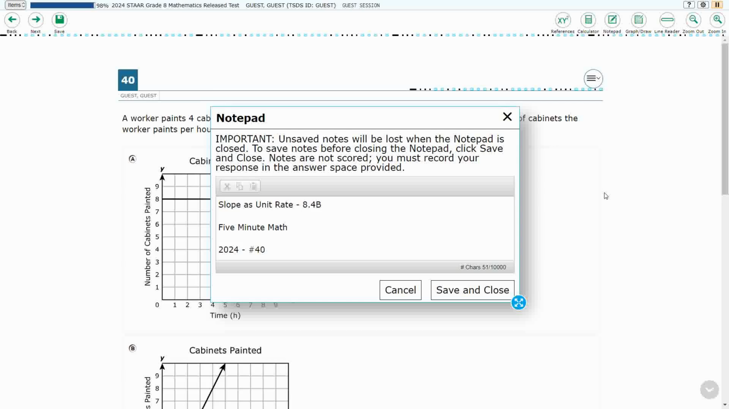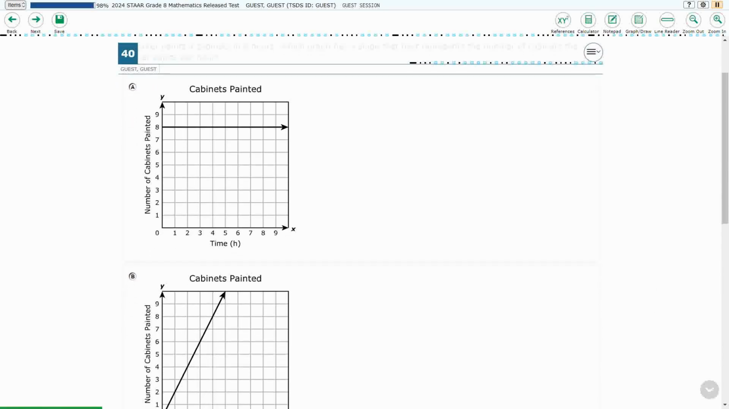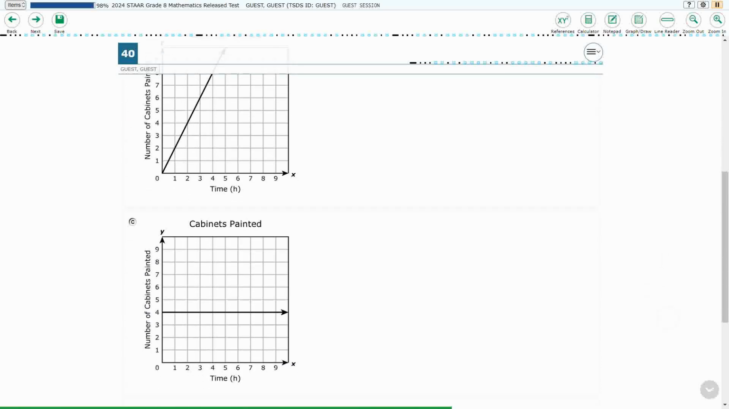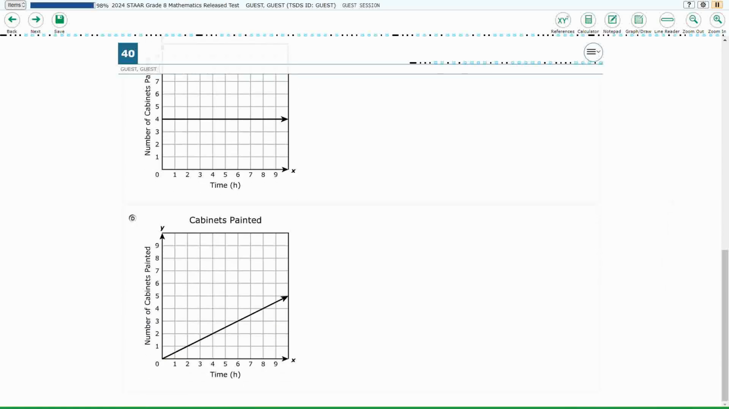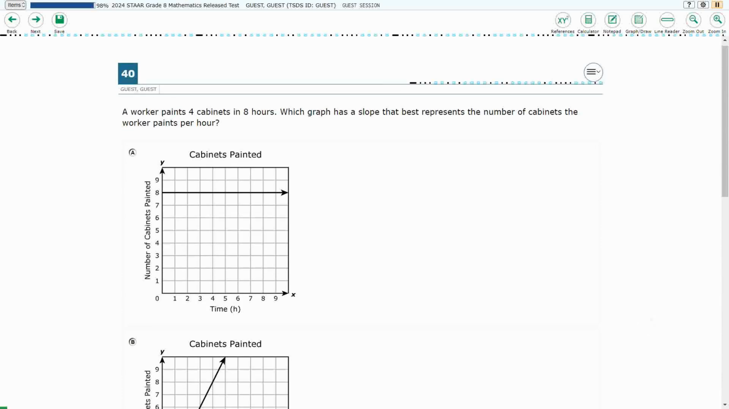Today we are looking at the 8th grade concept of slope as unit rate. This is standard 8.4b in the great state of Texas, and we are using item number 40, the 2024 released STAAR test. If you haven't done so already, please go ahead and take a moment to pause the video, work this problem out on your own, unpause it, and we will look at our answers together.